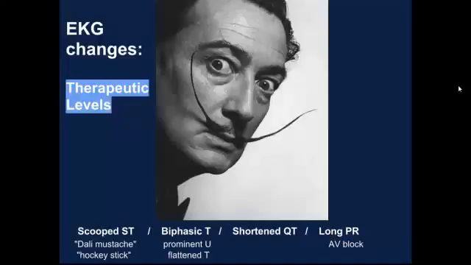The EKG changes I want to talk about for therapeutic levels are the following. So everyone knows about this scooped ST segment, also known as the Salvador Dali mustache. People call it the hockey stick. There are a lot of different names that people reference for this. But just remember, it's that scooped ST segment. You can see this with therapeutic levels in any patient taking digoxin. There's also biphasic T waves, prominent U waves, flattened T waves, shortened QT segments, and a long PR.